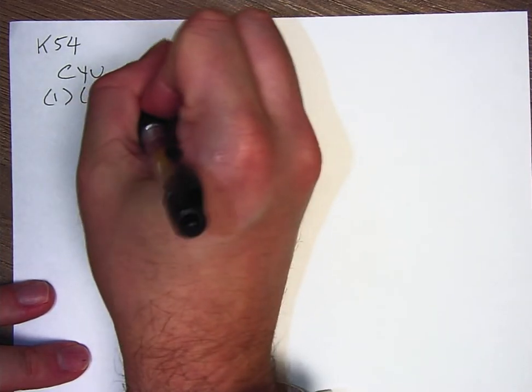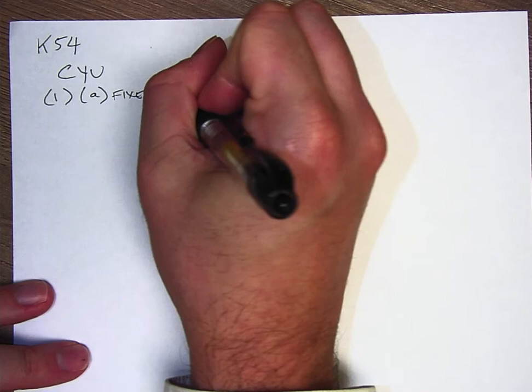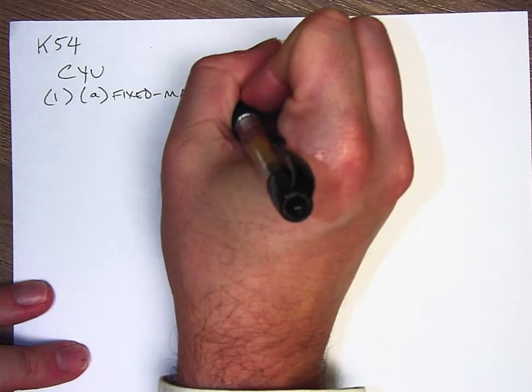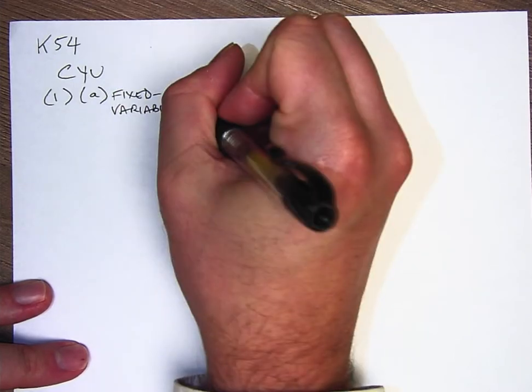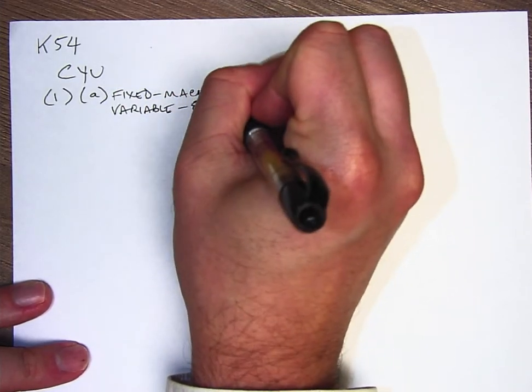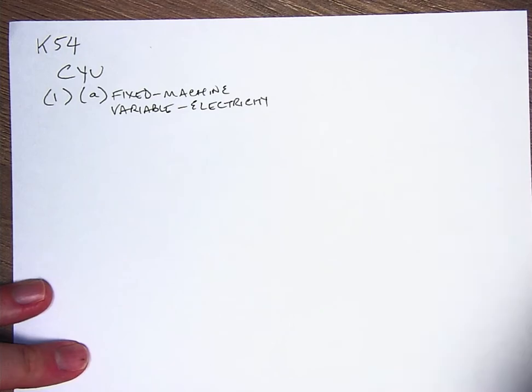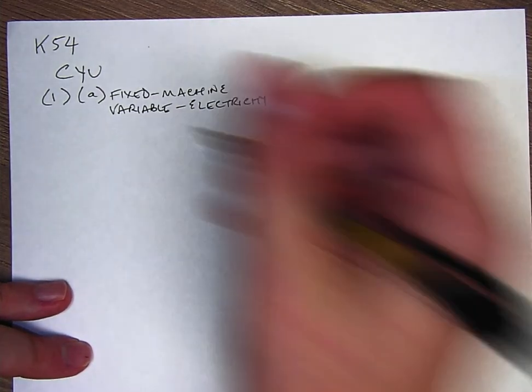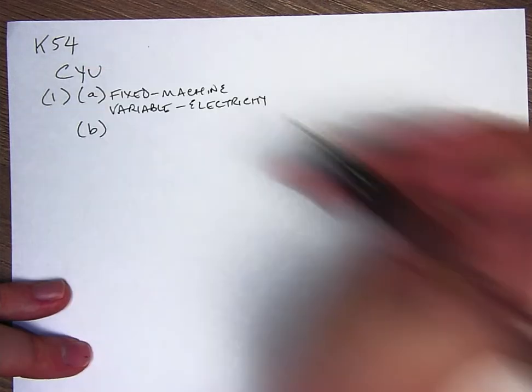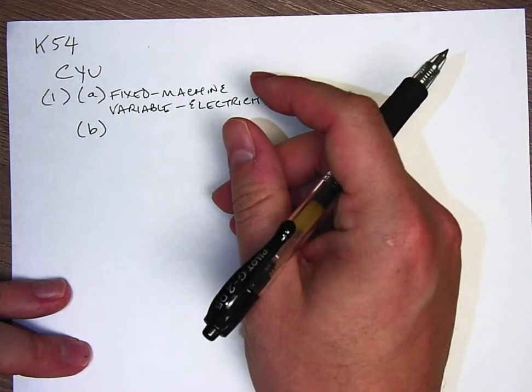So the fixed input is his machine, and the variable is the electricity that's used in the machine. It does tell you that water doesn't matter for this, but that would be a variable input as well. So for B, it says construct a quick table showing the marginal product of the variable input, and does it show diminishing returns?